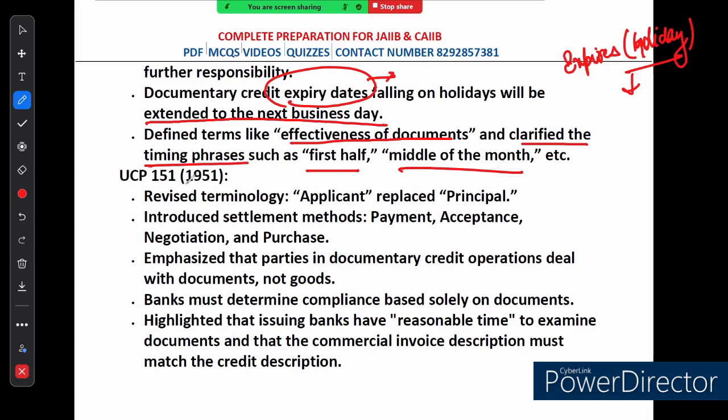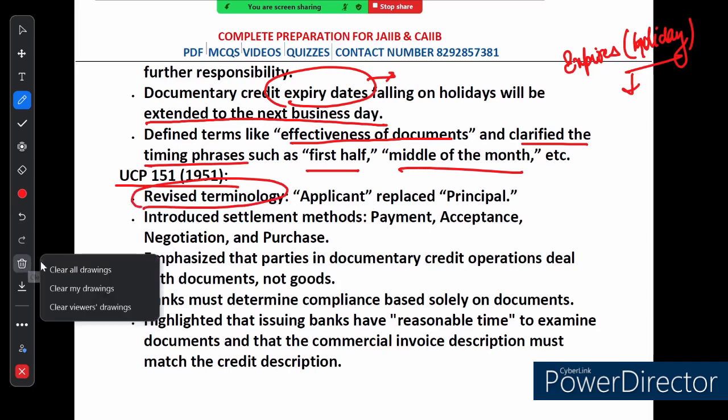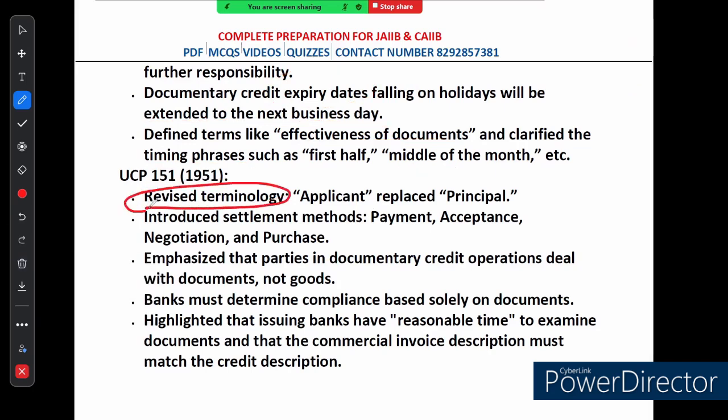Now let's move on to the UCP 151, which was introduced in 1951. This version brought some key changes and shaped the way letters of credit operate even today. One major change was the revision of terminology. Applicant was used to replace principal. This might seem like a small change, but using clearer, more standardized language makes the process easier for everyone involved.